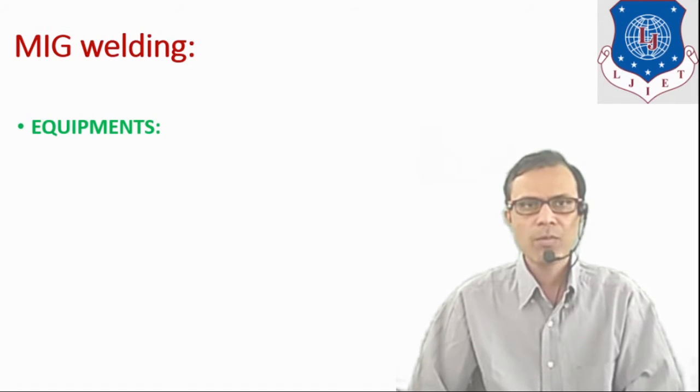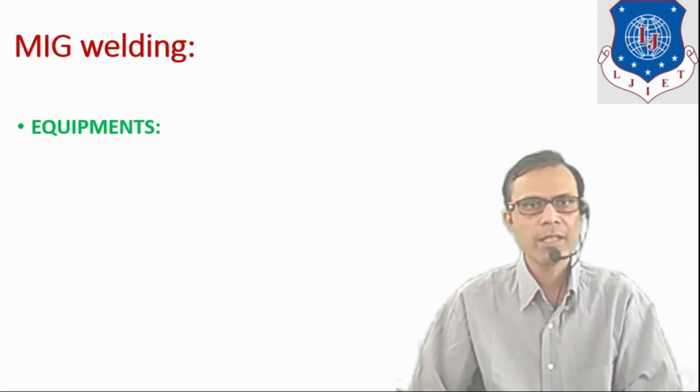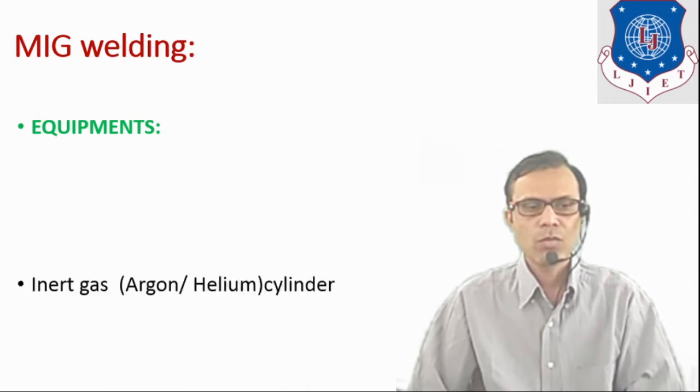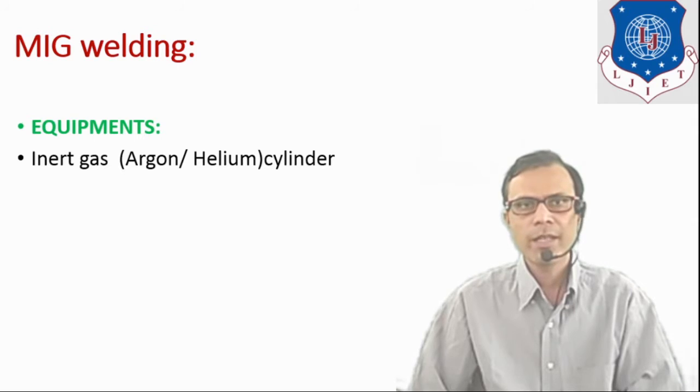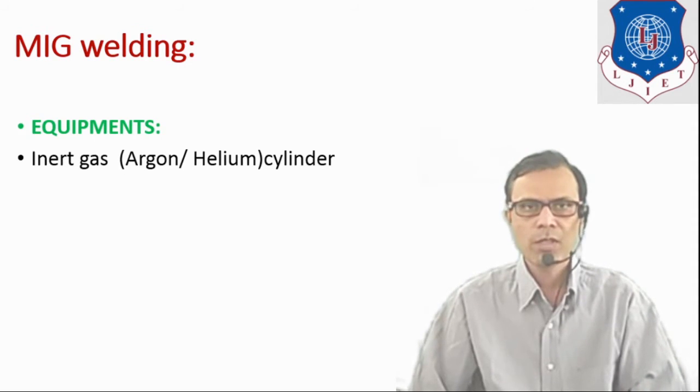Next process is MIG welding. Full form of MIG is metal inert gas welding. Now let's see what are the equipments. So it will also require inert gas cylinder. Here also argon or helium can be used as inert gas.